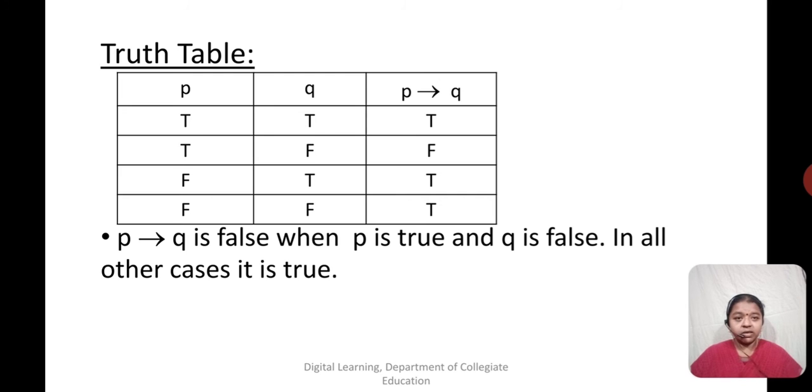Now let's see the truth table. Since here again we have two propositions, there will be 4 combinations. The first column has 2 T's and 2 F's. The second column has 1 T, 1 F, then 1 T, 1 F. Now P implies Q is false when the first proposition is true and the second proposition is false. Here the first proposition is P, the second proposition is Q. So it is false only when P is true and Q is false. In all other cases, it is going to be true.